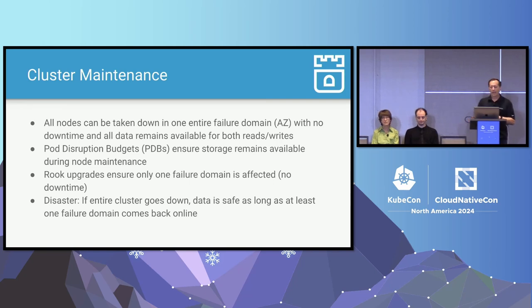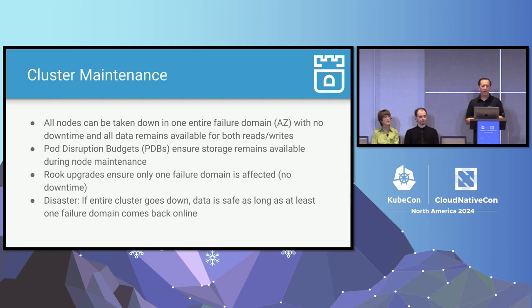Another topic: maintenance, things to consider as far as data resiliency. Well, I need to do upgrades. I need to upgrade the nodes in my Kubernetes cluster. How will that affect the storage if it's running in the same cluster? So if we assume you have three failure domains, say they're AZs, any one of those three AZs can be taken down and all data remains available for both reads and writes. So your cluster is online even while you're maintaining one entire AZ.